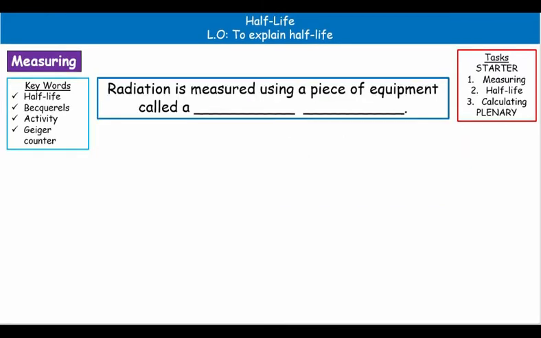So what I'd like you to do then is to finish that sentence in your books. We did talk about this in our previous lesson on the alpha, beta and gamma radiation. So hopefully you can remember the name of the piece of equipment that we use to measure radiation. So finish off that sentence, get it written in your books. Just 30 seconds to do that.